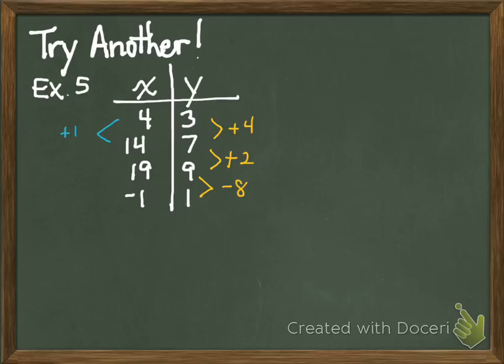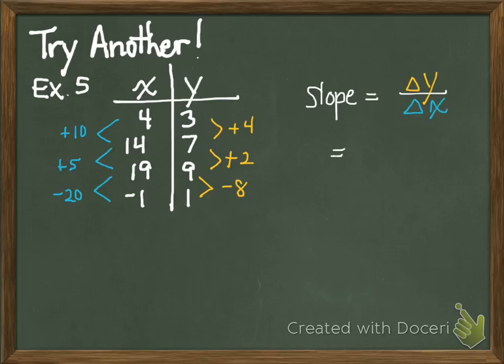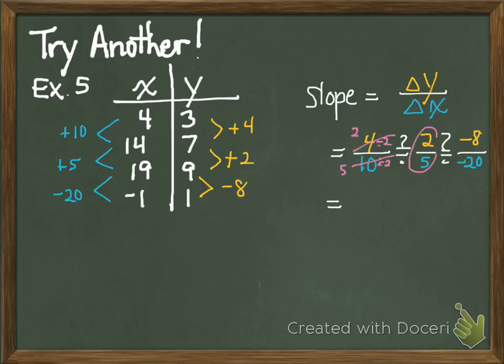The change in the y's: 4, then 2, then negative 8. The change in the x's: 10, then 5, then negative 20. And then of course you've got to compare all of the y value changes to all of the x value changes and see if you get the same value. See if you get equivalent ratios. 4 over 10, both the 4 and the 10 can be divided by 2. Therefore, all of the fractions reduce to 2/5, so the slope is 2 over 5. That's up 2, right 5 if we were on a coordinate plane.